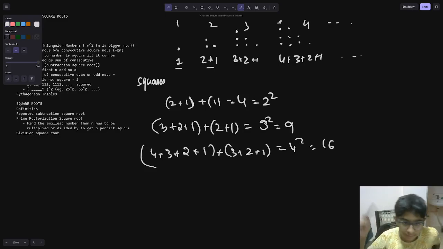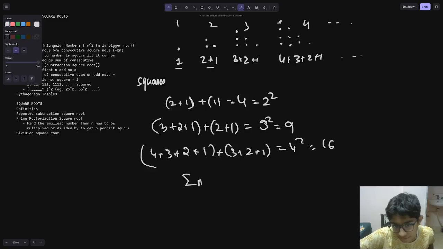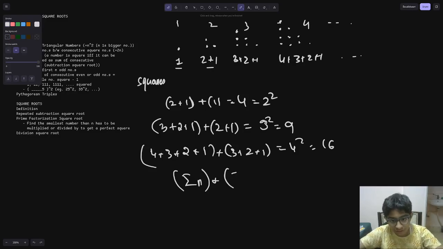So like this, we need to prove that the sum of the first n natural numbers plus the sum of the... wait a second, can I do it like this?